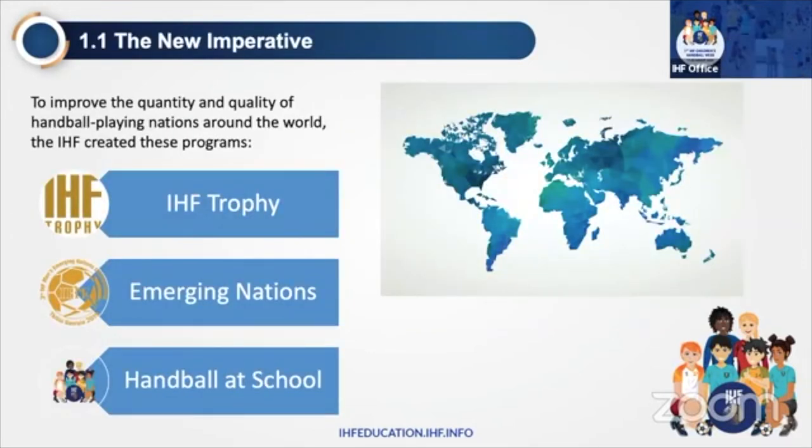In order to improve the quality and quantity of handball play in nations around the world, the IHF created these programs: IHF Trophy for junior category men and women since 2011, and for youth category men and women since 2018. Emerging Nations for U23 category men since 2015. These programs are focused on promoting national team participation in developing and emerging countries, and Handball at School since 2011, with the redesigned program launching this summer, with plans, as Dr. Mustafa spoke yesterday, to reach 50 million children over the next 4 to 6 years. Let's take a quick look at this program and its investment in encouraging events and competitions.